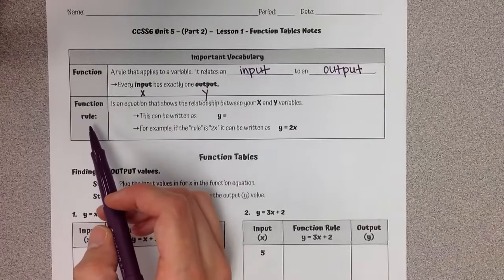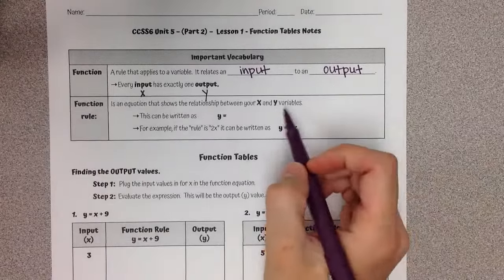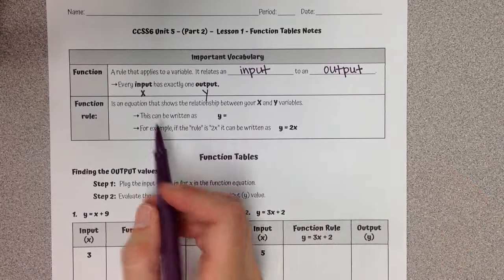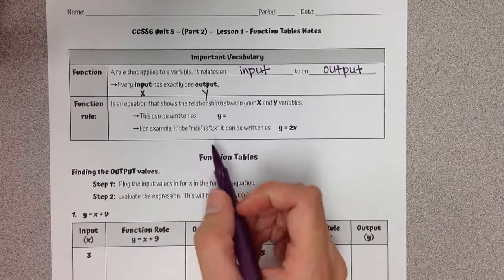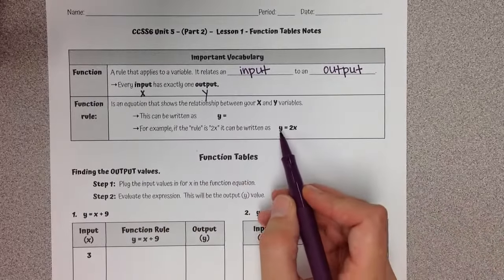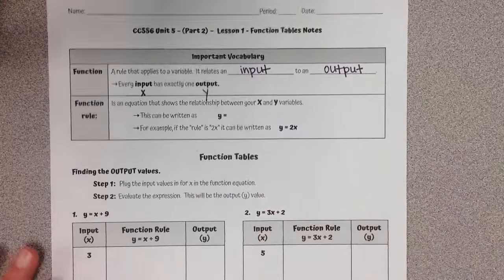The function rule specifically is an equation that shows the relationship between your x and y variables. So it can be written in the form y equals something. So for example, if the rule is 2x, it can be written as y equals 2x. So y is twice the amount of x.